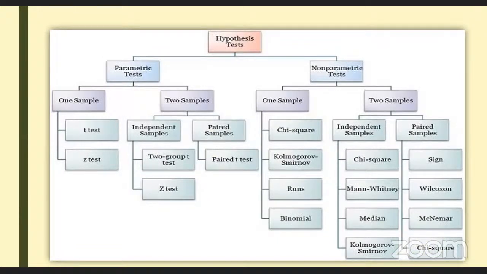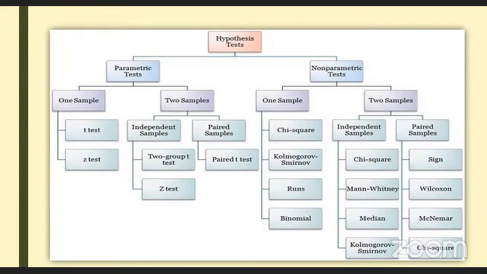Then hypothesis testing. You have so many tests available here: parametric tests and non-parametric tests. In parametric tests, you can have one sample t-test or z-test, and two samples, independent samples or paired samples. One sample t-test: if you have a small sample size, you can go for the t-test; if you have a large sample size, you can go for the z-test. But generally the software gives you only the t-test for both large and small samples, rather than the z-test. One sample means you have been given a population value, and you have collected data from one sample, which has to be compared with the population value.